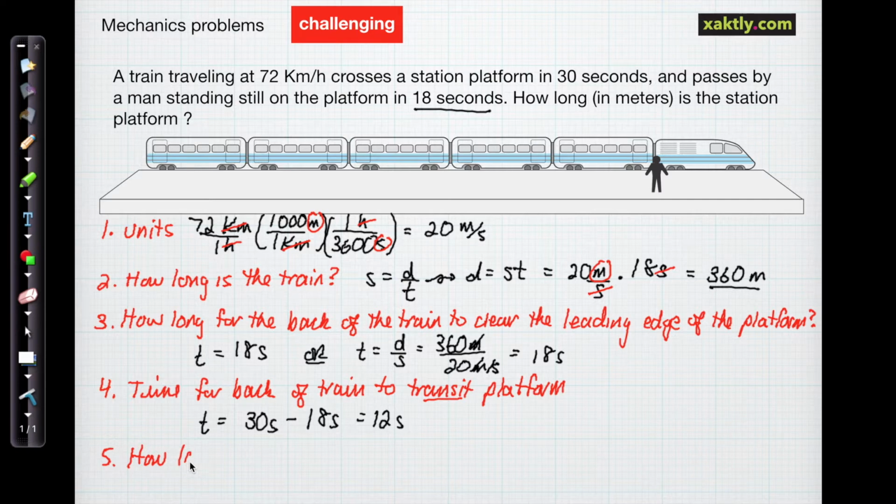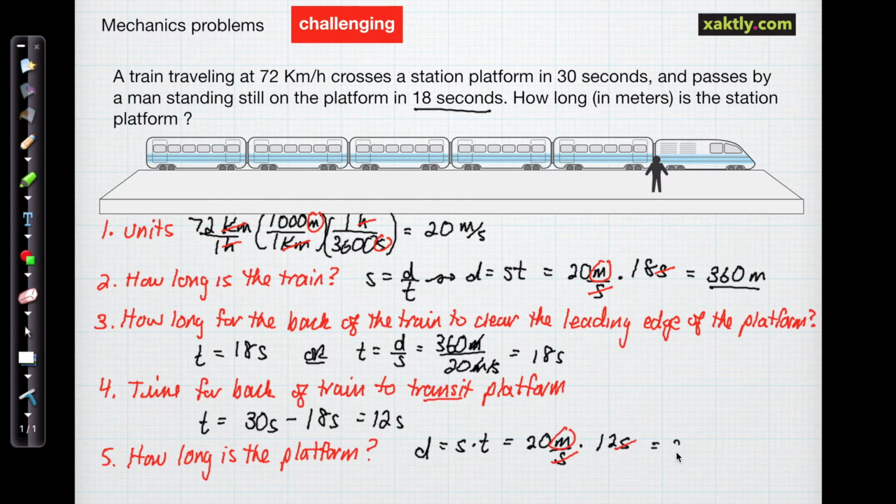Lastly, we just ask how long is the platform. And we know that this train has a certain speed, 20 meters per second, and it's traveling for 12 seconds. So distance equals speed times time. So that's 20 meters per second times 12 seconds. Cancel those units. And we see that the length of the platform in meters is 240 meters. And that's actually shorter than the train.